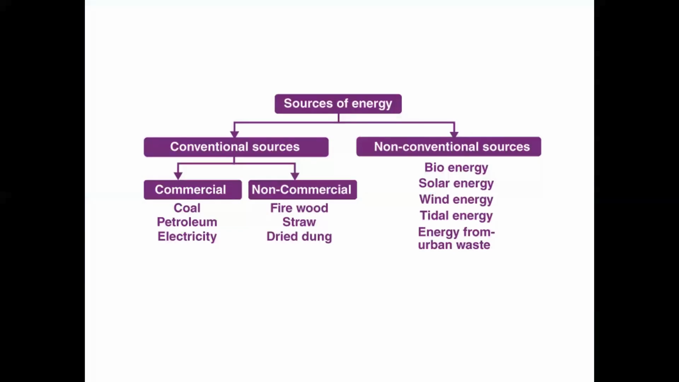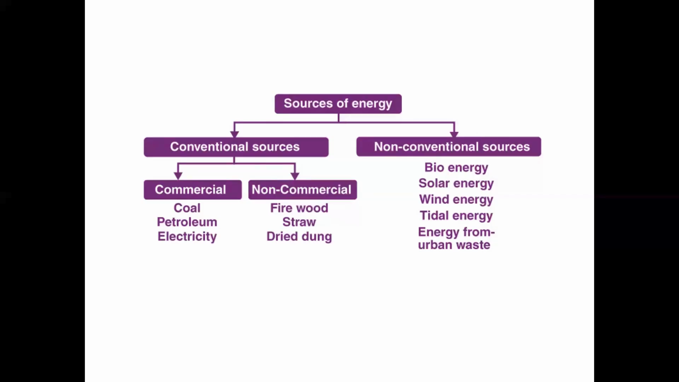So you can take down this particular flow chart, sources of energy. We have conventional sources and non-conventional sources. Non-conventional sources are nothing but our renewable energy sources. Please don't get confused here. In our exam paper, renewable energy can be called non-conventional energy sources also. So conventional or non-renewable, and renewable or non-conventional sources, that is the nomenclature we have to use.